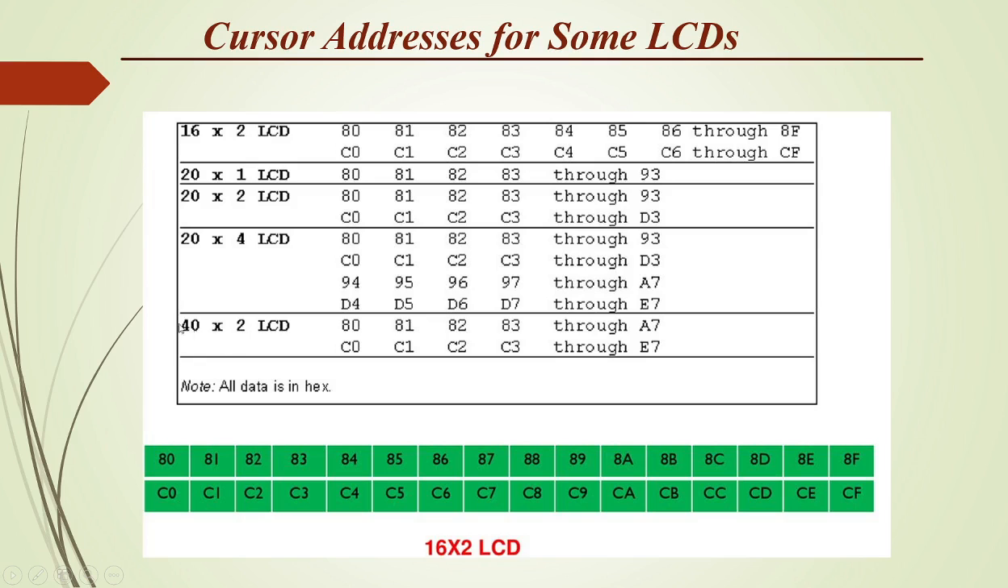The next display is a 40:2, that means a 2 line display or LCD with 40 characters in each line. So the addresses for those 40 characters are, for the first line 80H to A7H, and for the second line C0H to E7H. So here, for the 16:2 LCD, the 16 addresses for the characters for the first and second lines have been given over here.